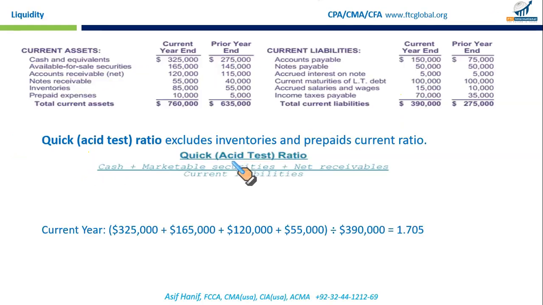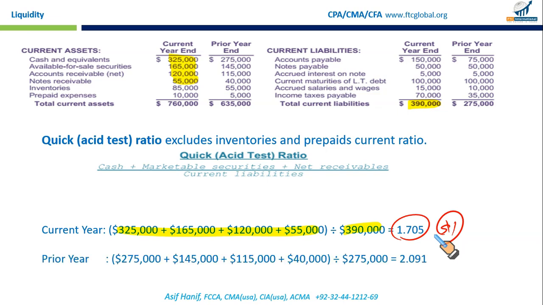Let's apply this. This is how we calculate. We just take the quick assets: cash, marketable securities, and net receivables. We do not take inventories or prepayments. So you can just see what we're doing here. Current year, our current assets excluding inventory and prepayment is this much. And this is what fraction of 390? 1.705. That means for every $1 liability, we have $1.7 worth of quick assets.